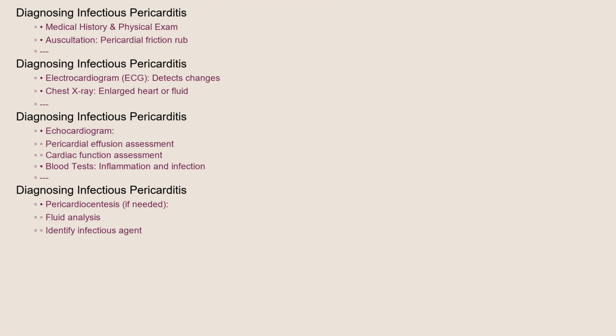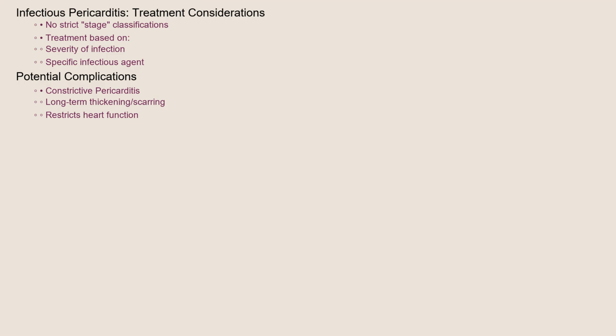Blood tests can help identify signs of inflammation and infection, as well as rule out other conditions. In some cases, a pericardiocentesis, where a needle is used to drain fluid from the pericardial sac, may be performed to analyze the fluid and identify the specific infectious agent. While there aren't strict classifications like different stages, the severity and specific infectious agent determine the course of treatment. Some infections are more likely to cause constrictive pericarditis, a long-term thickening and scarring of the pericardium that restricts heart function.